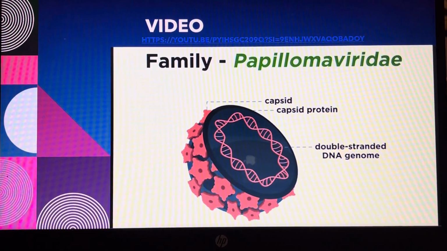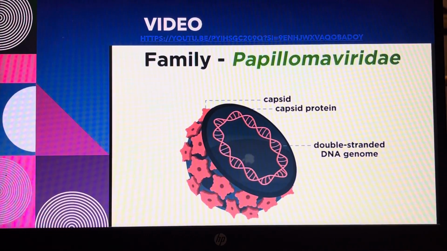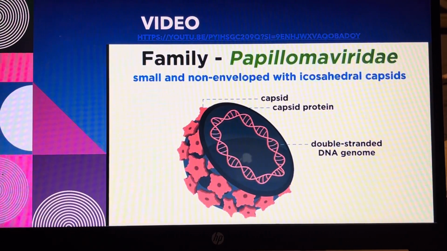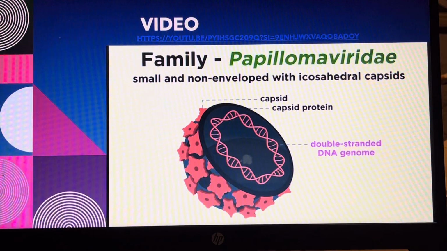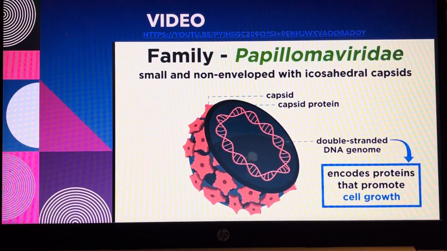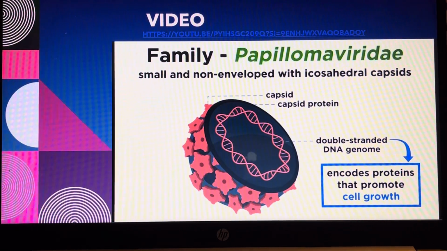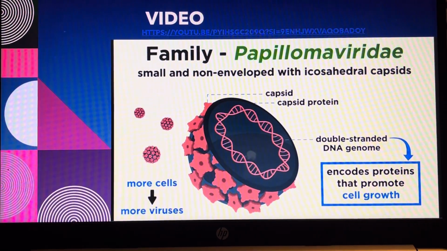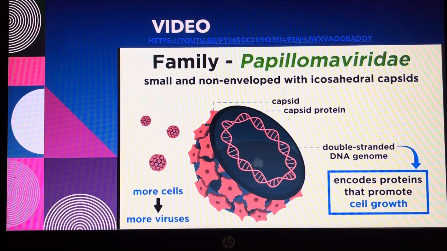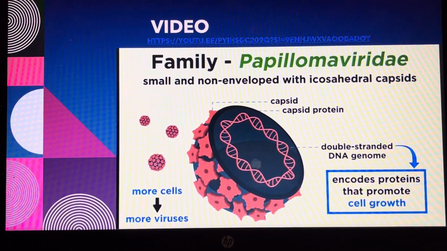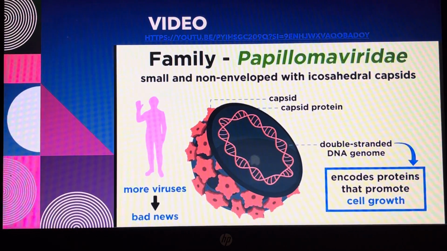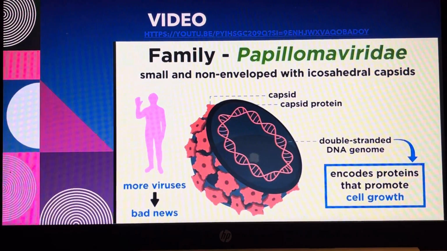Papillomaviruses are part of the Papillomaviridae family, and they are small, non-enveloped viruses with icosahedral capsids and double-stranded DNA genomes. The tricky thing about papillomaviruses is that they encode proteins that promote cell growth. From a virus's standpoint, that's great. The ability to promote cell growth helps the virus carry out a lytic replication cycle. From a human or animal's perspective, it's not the best news for a few reasons.